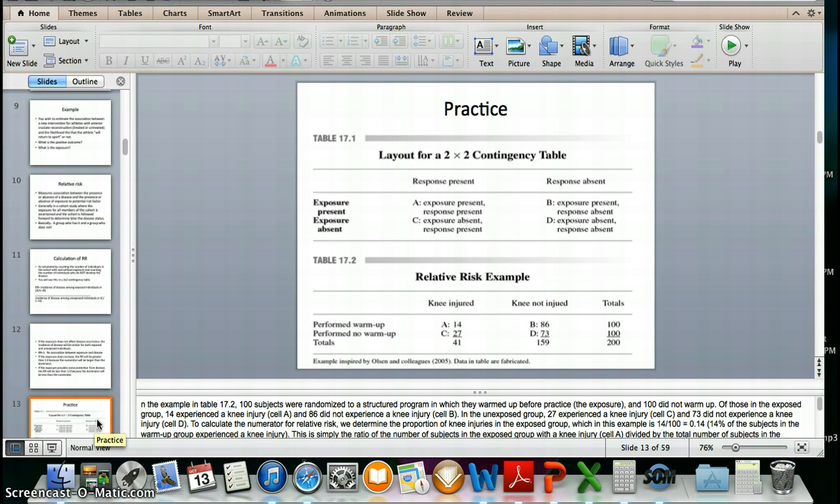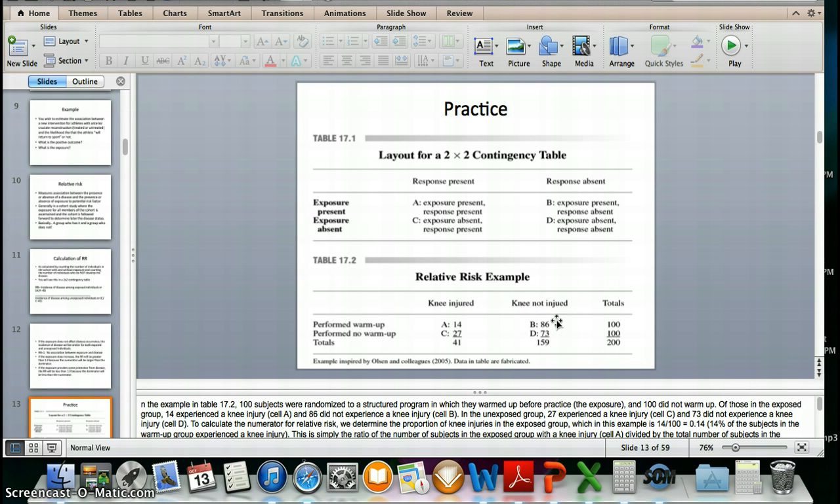All right, let's do a little practice. In this example, let's say we have 100 subjects that were randomized to a structured program in which they were warmed up before practice, being the exposure, and 100 who did not warm up. Of those in the exposed group, 14 experienced a knee injury. That's this number, A. And 86 did not experience a knee injury, that's B.